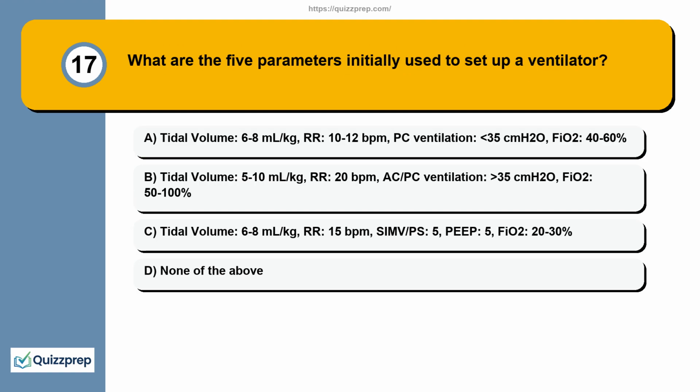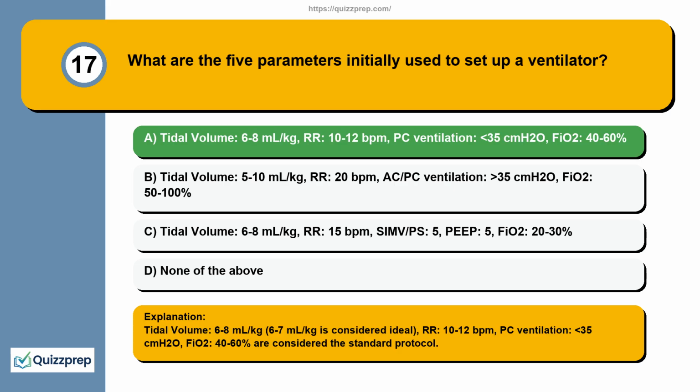Question 17. What are the 5 parameters initially used to set up a ventilator? Tidal volume 6 to 8 ml/kg, RR 10 to 12 BPM, PC ventilation 35 cmH2O, FiO2 40 to 60%. Tidal volume 5 to 10 ml/kg, RR 20 BPM, AC/PC ventilation greater than 35 cmH2O, FiO2 50 to 100%. Tidal volume 6 to 8 ml/kg, RR 15 BPM, SIMV/PS 5, PEEP 5, FiO2 20 to 30%. None of the above.